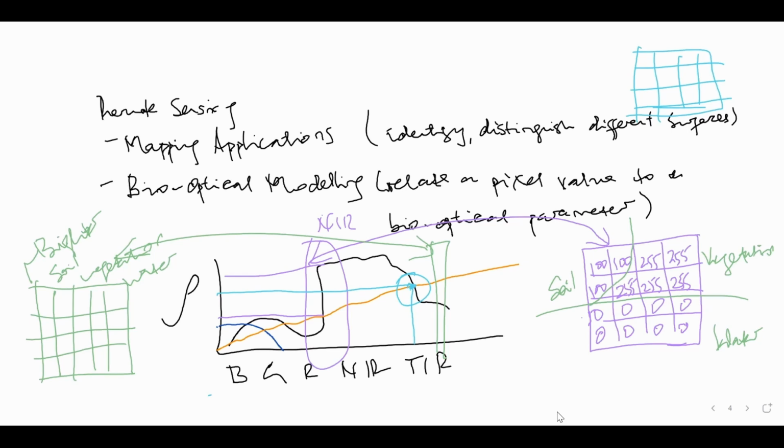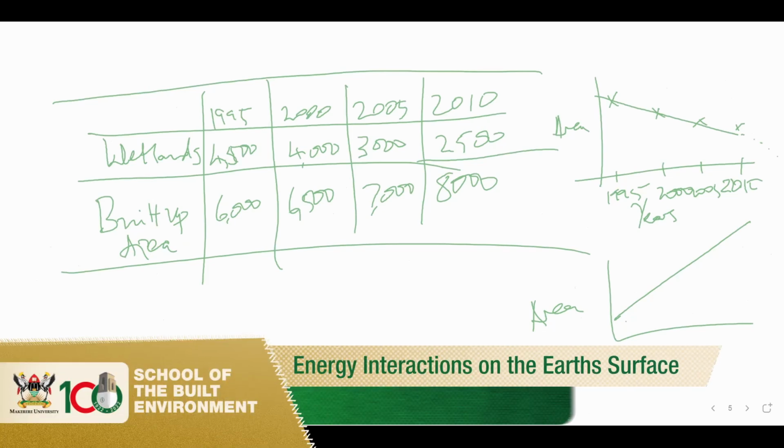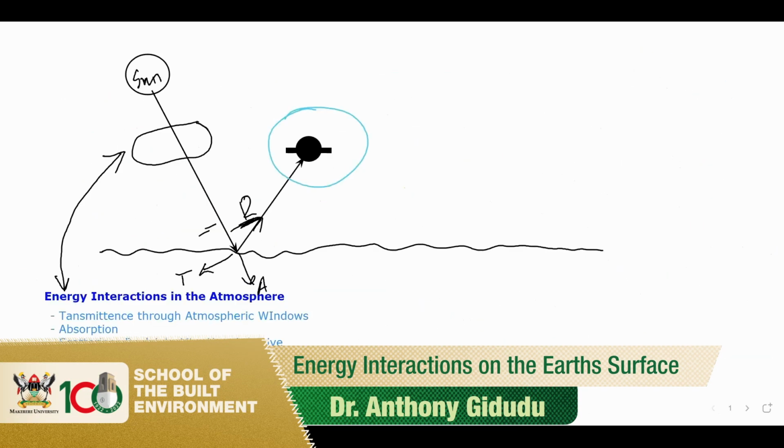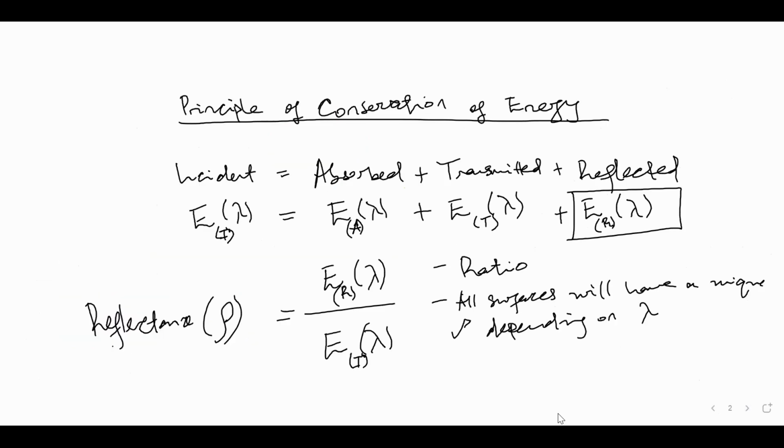The other application is bio-optical modeling, and here we are relating that pixel value to a particular bio-optical parameter. So if you remember the picture where he was talking about sediment, we have two applications. We can distinguish sediment areas from the non-sediment areas, and that would be mapping, but also for bio-optical modeling, we would be saying, can we determine the concentration of the sediment from what we are able to see? Those are the two aspects we need to be conversant with, and these are some of the other applications. And so that brings us to the end of our discussion on energy interaction on the Earth's surface.